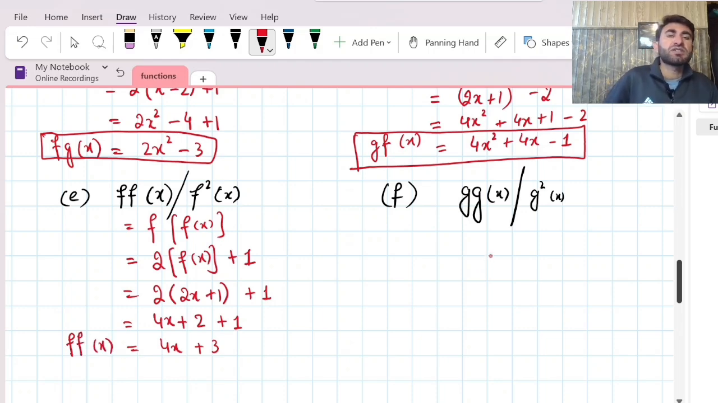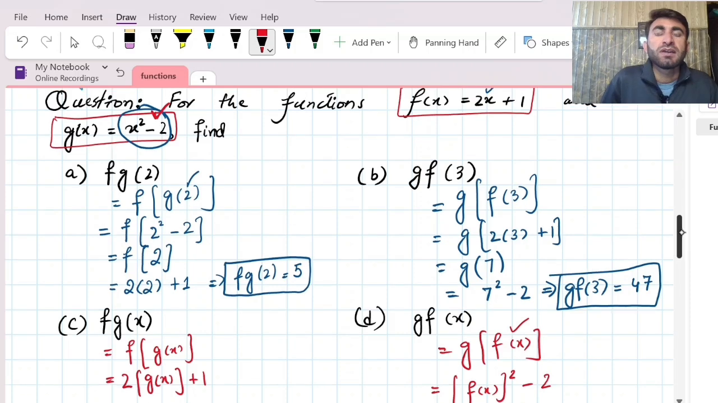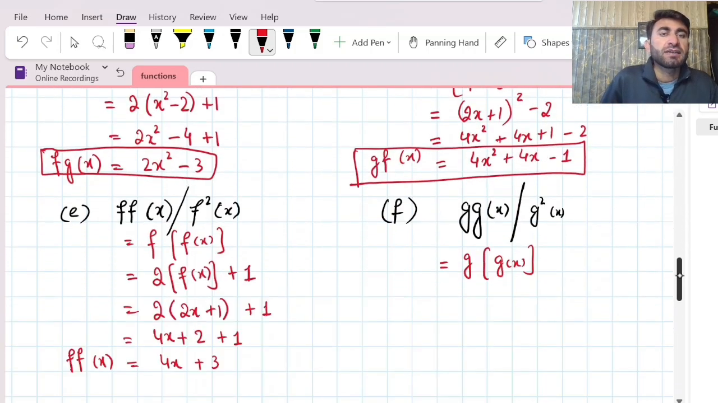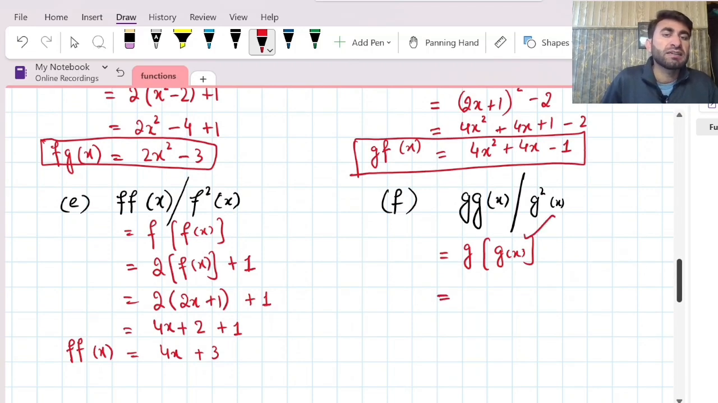Similarly, the second composition g∘g of x will also exist. In the same manner, it will be written as g of g of x. Now, what does it mean? That we have to replace the x of function g with itself, g of x. And what was the function g of x? We can see it was x square minus 2. We have to replace this x with the input g of x. So I will write it as g of x square, because initially it was x square. x is replaced with the input g of x, minus 2 is kept as it is.